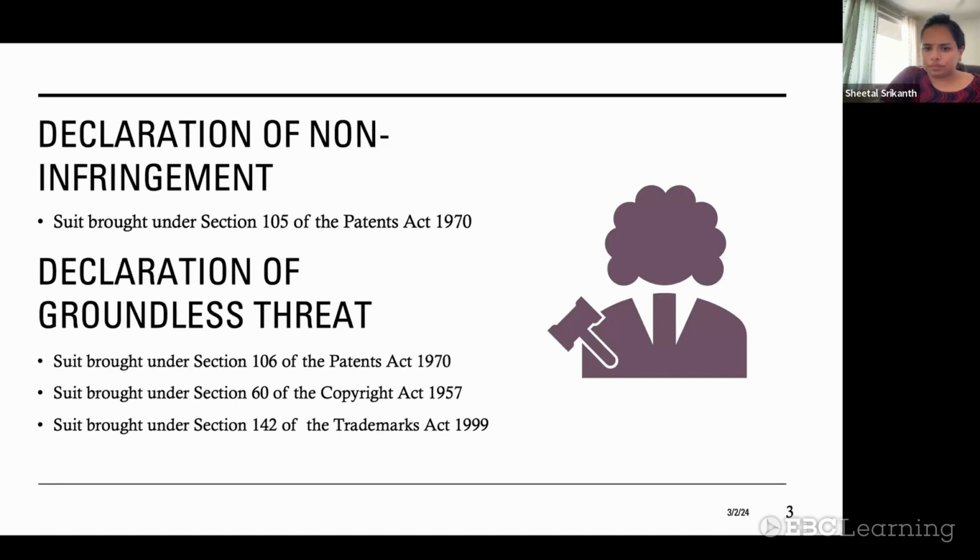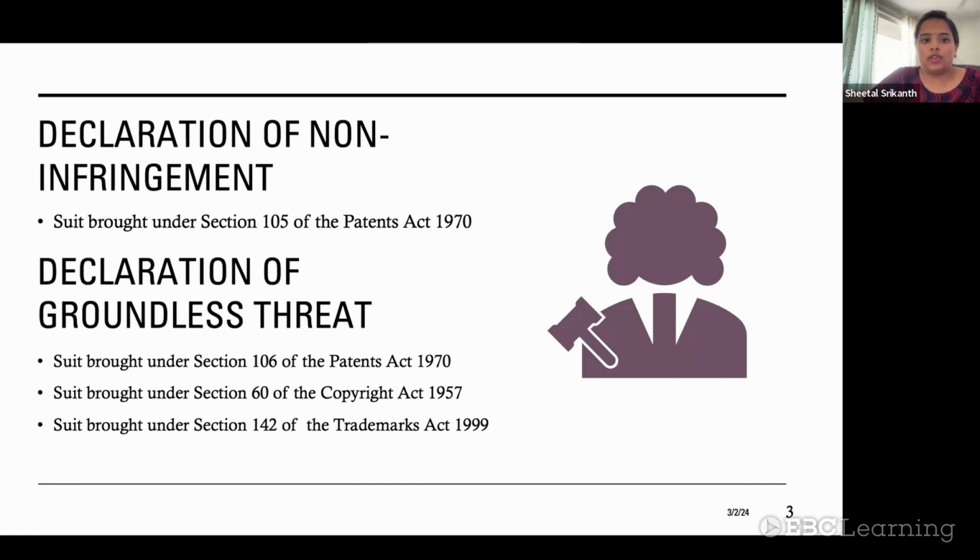So where such an acknowledgement is sought from the patentee or the exclusive licensee, and such acknowledgement is not given, and this is successfully established, then a declaration specifically of non-infringement can be obtained under the Patents Act. So this is being filed by somebody who is alleged or may be alleged to be committing infringement, and not the person who's complaining of any infringement operating against him.